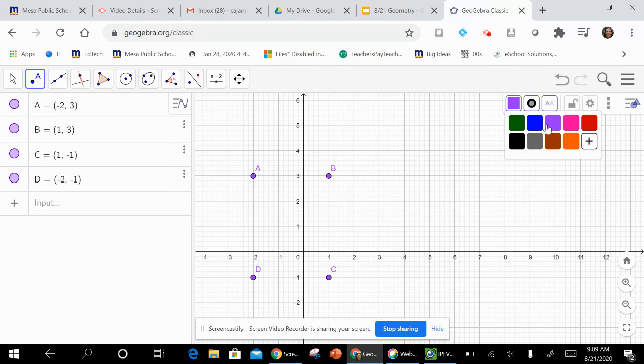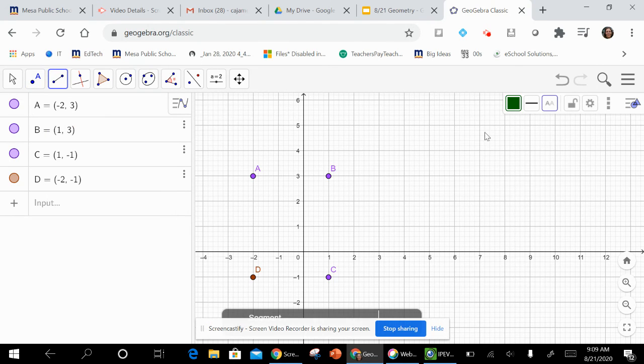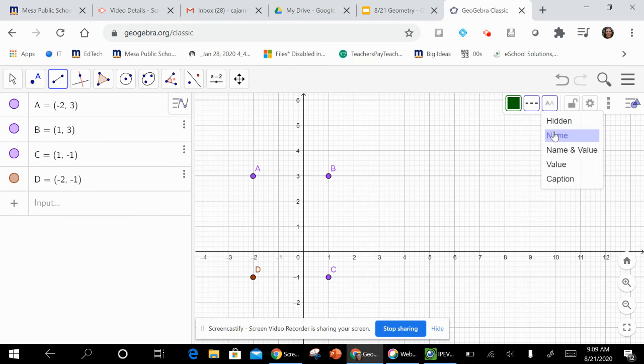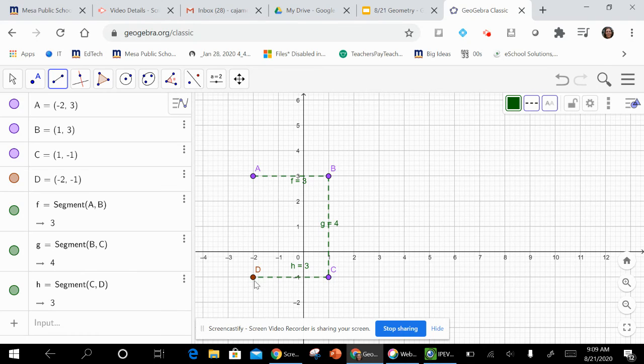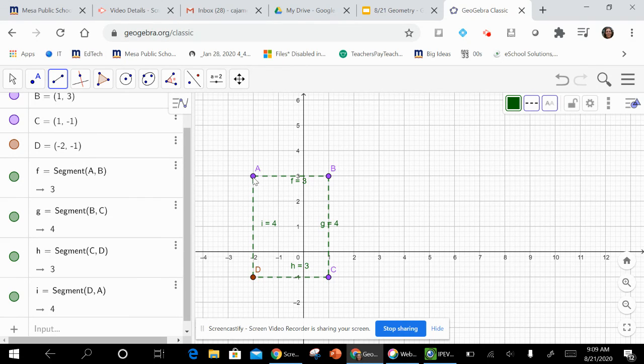Okay, and then we're going to do our segment. We can change our color, everybody, whatever color we want. So I'm going to click in here to do the segment. Notice over here it has where we can do, it can be a dashed one if we wanted that. We can have it hidden. We can do name and value. Okay. So A to B, B to C, C to D, and I'm clicking on them, and D to C. Okay, so it gives us our values, and notice how it's giving me the lengths.